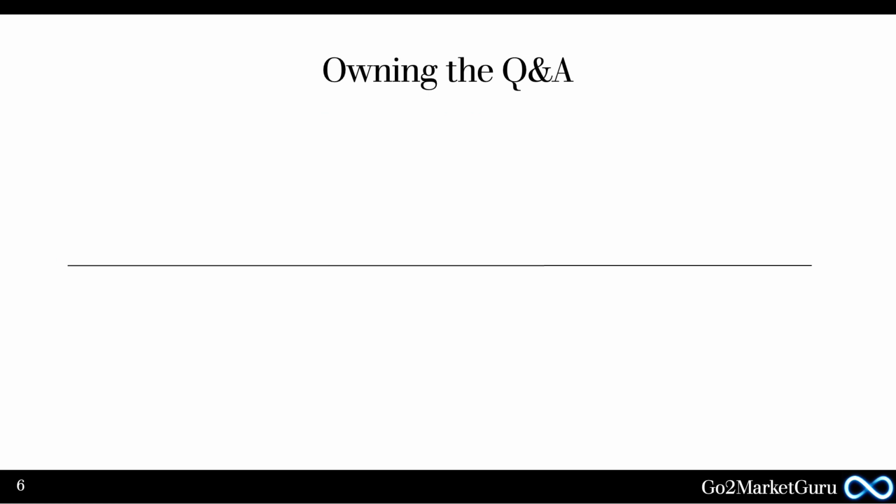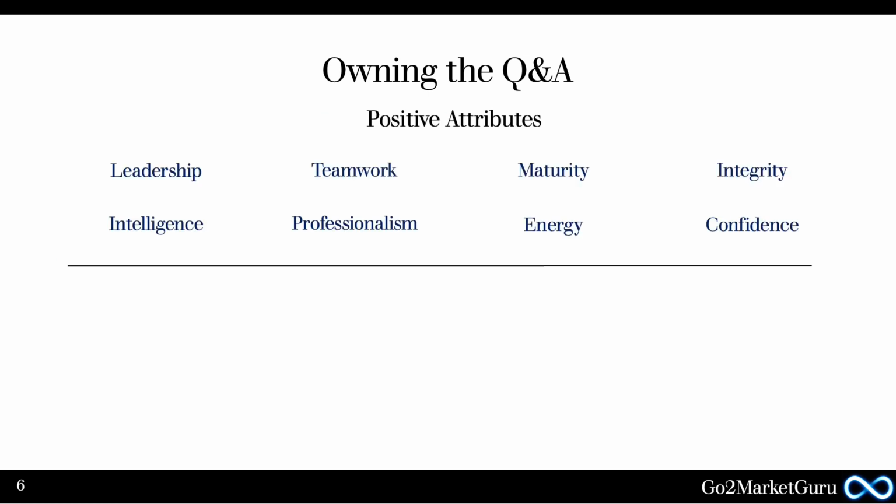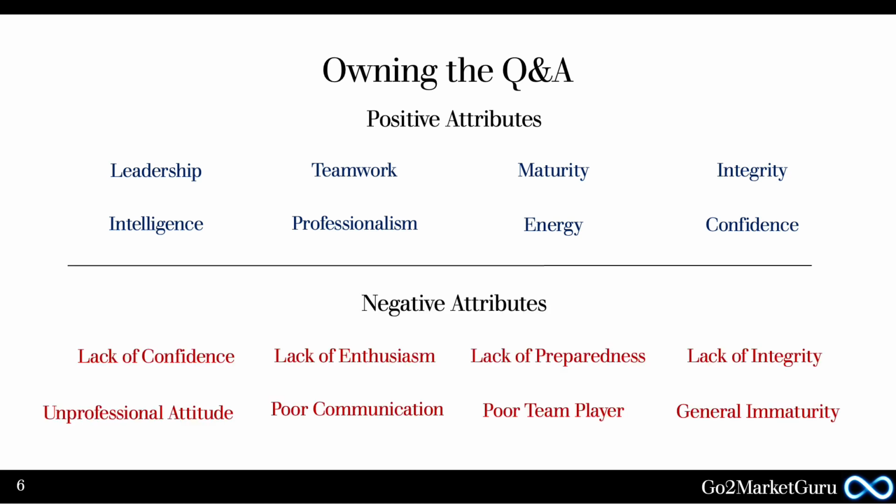So now let's talk about some attributes. This is a fairly generic list, but I think it's worth mentioning. Some positive attributes that they're going to be looking for and that you can come across with are leadership, teamwork, maturity, integrity, intelligence, professionalism, energy, and confidence. Super important. Now, some negative attributes: lack of confidence, lack of enthusiasm, lack of preparedness, lack of integrity, unprofessional attitude, poor communication, poor team player, general immaturity. We all want blue. Let's try to stay away from the red.